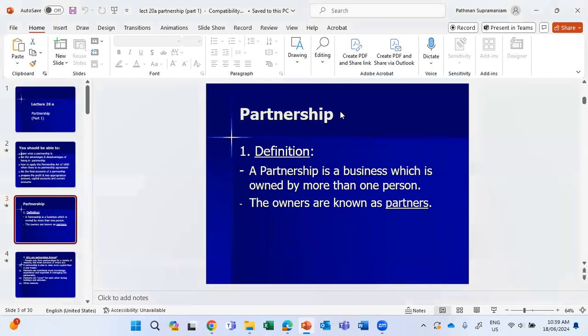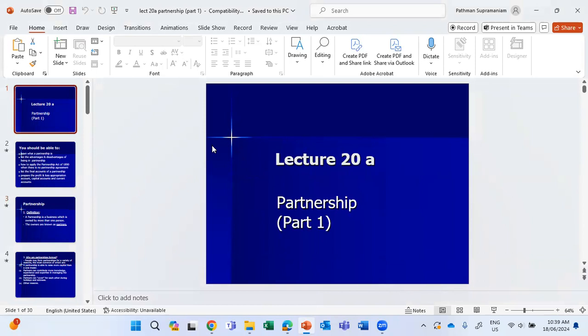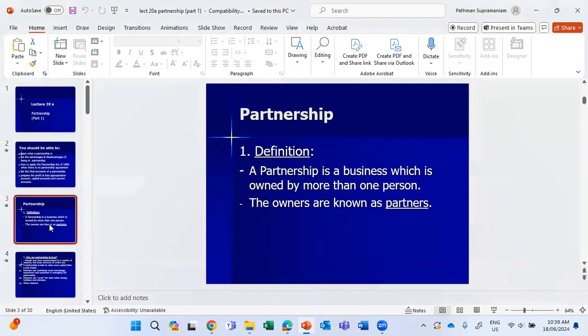Right. So today's lesson will be on partnership. Now, so far all this while we have studied the sole trader, a business owned by one person. In a sole trader setup, all the profits or losses go to that one person, that we call the owner, or the proprietor.